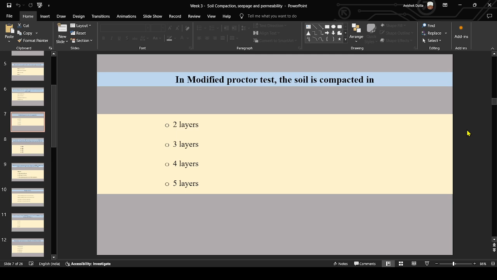In modified Proctor test, the soil is compacted in, the options are 2 layers, 3 layers, 4 layers or 5 layers.